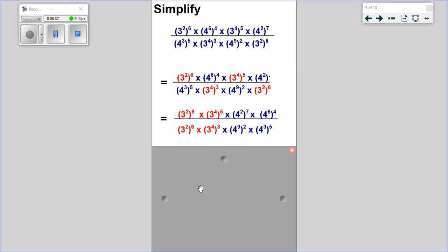A lot of kids say, how can you just move those around? Remember, 5 times 3 is the same as 3 times 5. So when we go to rearrange these, you can go 3 to the 2 to the 6 times 3 to the 4 to the 5th, or you can go 3 to the 4 to the 5th times 3 to the 2 to the 6th. The order of multiplication doesn't matter. So I'm able to move these around. Remember to keep the top ones on the top and the bottom ones on the bottom.